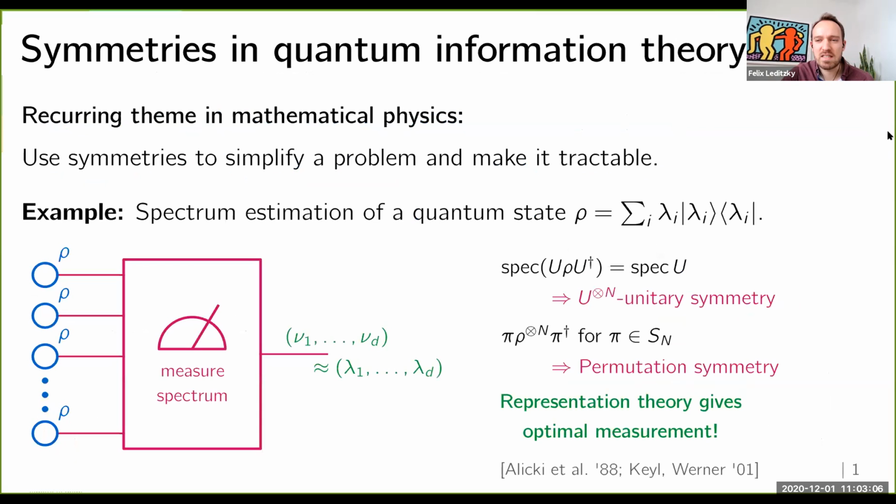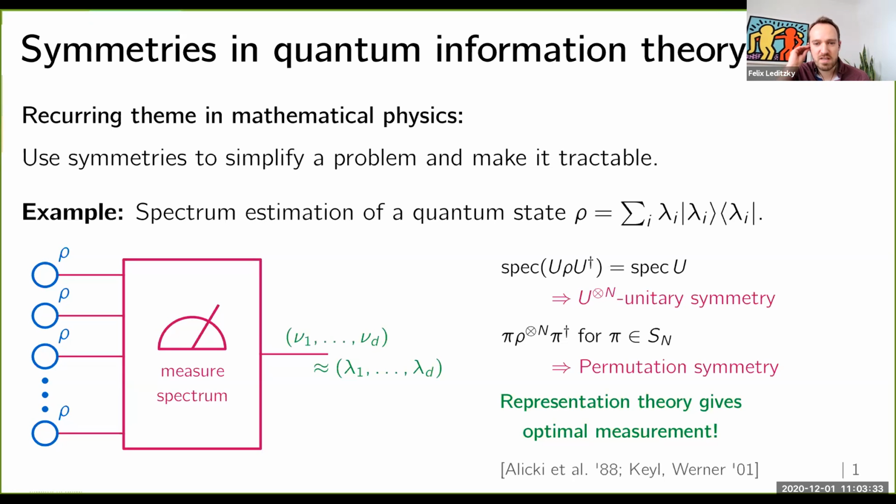In particular, in a greater scheme of things, it's the idea that you use symmetries in order to understand information-theoretic protocols a bit better. So we all know this is a recurring theme in mathematical physics. Whenever you have symmetries in the problem, then they usually simplify the problem a lot by reducing the number of degrees of freedom that you have to account for. And often, only with using symmetries, problems become tractable.